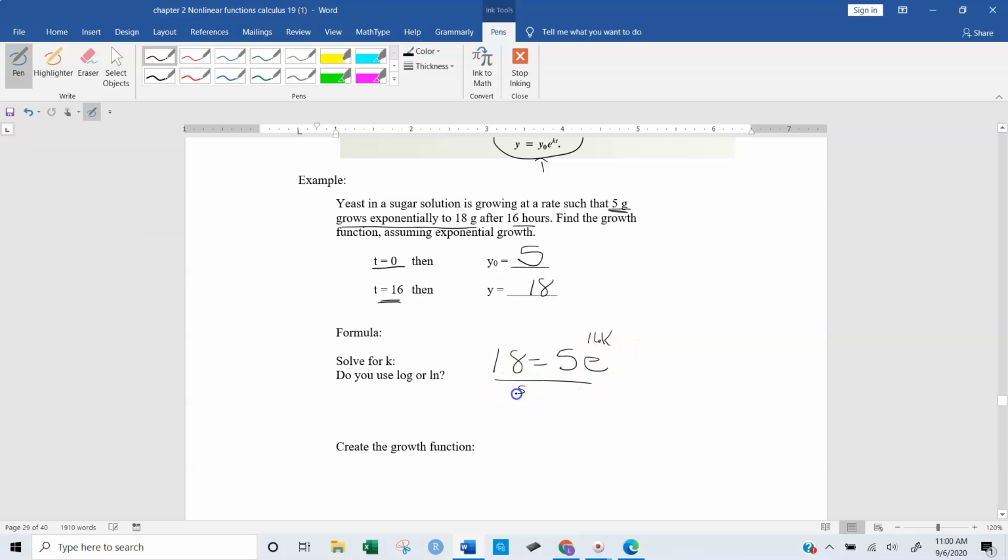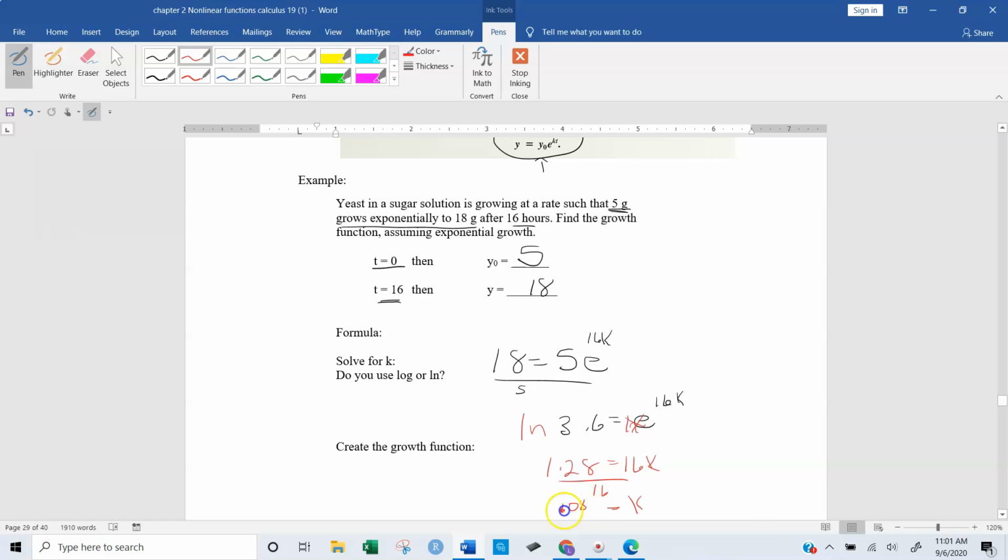You divide by the 5, and you get 3.6 equals e to the 16k. Now to get rid of e, remember that is a natural log. So now we're going to take the natural log of both sides. The natural log of 3.6 is 1.28. These two cancel, leaving 16k, so we divide by 16, and I get k equals 0.08.